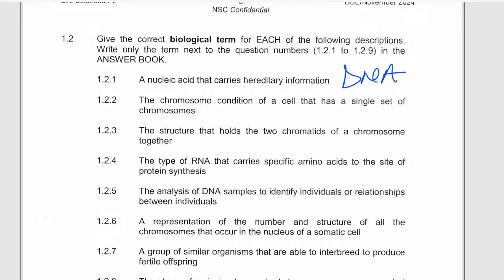Let's continue. Chromosome condition of the cell that has a single set of chromosomes. We call them haploid, because a single set means half the chromosome number. Therefore, it becomes haploid. Then they're saying the structure that holds the two chromatids of a chromosome together. They are looking for that central part, which is the centromere.